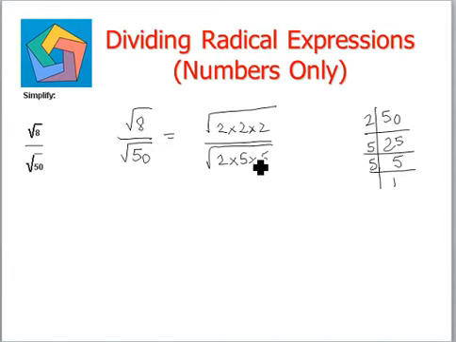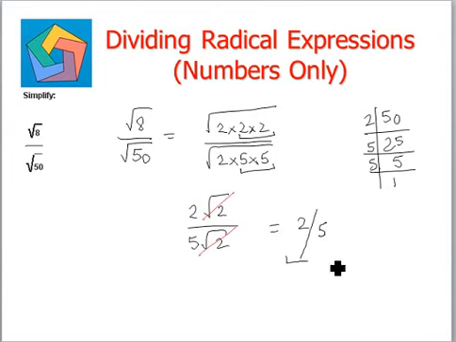Now we'll make a pair of two numbers each. In the numerator we make a pair of 2's, and two 5's in the denominator. So on the top we are left with 2 root of 2 divided by 5 root of 2. Now we'll simplify. We can cross cancel the radical 2 with the radical 2 and we are left with 2/5 as a final answer.